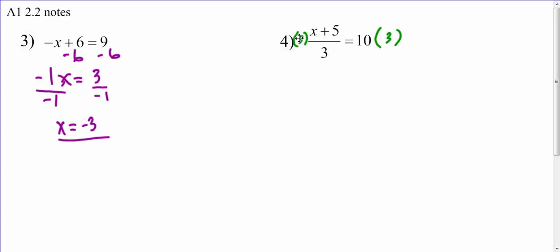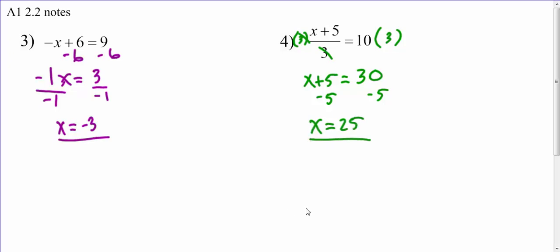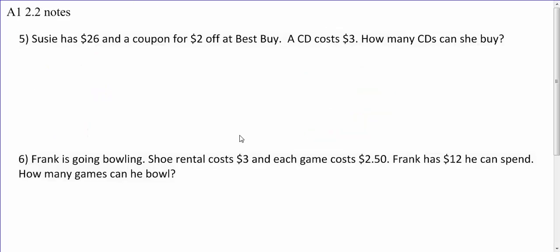And so 3 times x plus 5 over 3 just gets rid of those 3's, leaves us with an x plus 5. 10 times 3 is 30. And now we're into the familiar one-step territory. Just subtract 5 from each side, and x would be equal to 25. All right, so a little different approach on that one. That grouping symbol would normally mean you would have to do x plus 5 before you divide by 3, but since we're unwrapping it, we have to work opposite order. Kind of a little tricky thing if you're not careful.